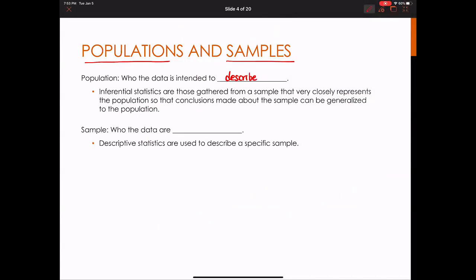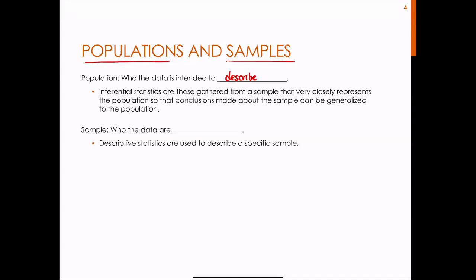The population is a collection of all possible members of a defined group, the group about which we want to draw conclusions. So inferential statistics are those gathered from a sample that very closely represents the population, so that conclusions made about the sample can be generalized to the population. And sample means who the data are gathered from.